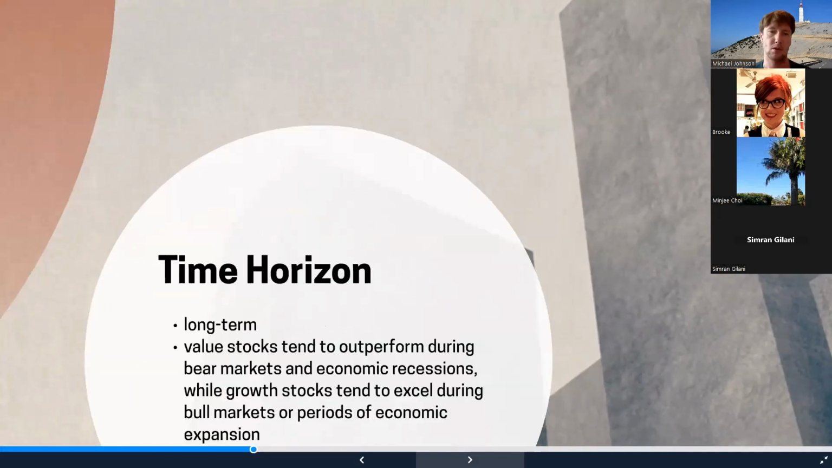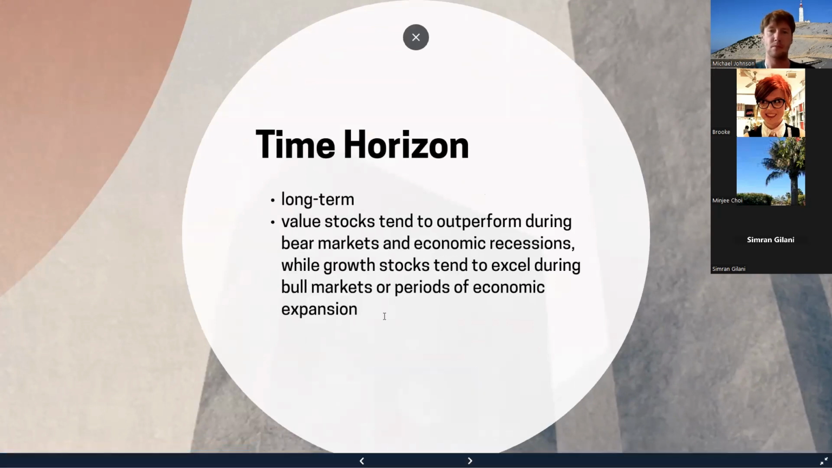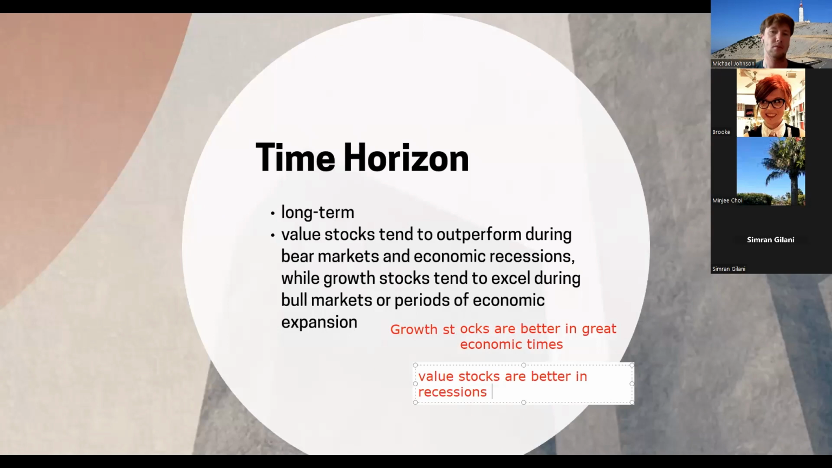So, time horizon is long-term. Value stocks tend to outperform in bear markets and economic recessions, while growth stocks tend to excel during bull markets or periods of economic expansion. So in that case, growth stocks are better in great economic times, and value stocks are better in recessions. Yeah, so that's key here.